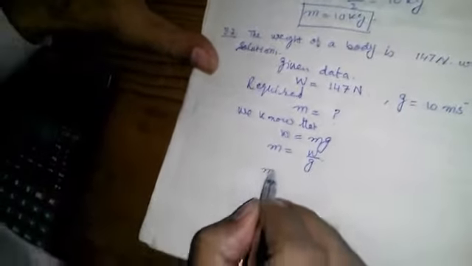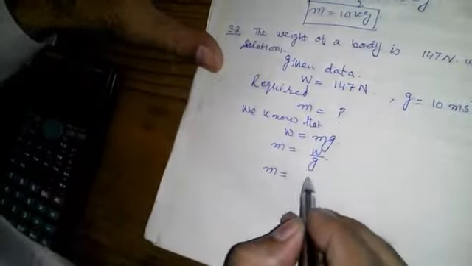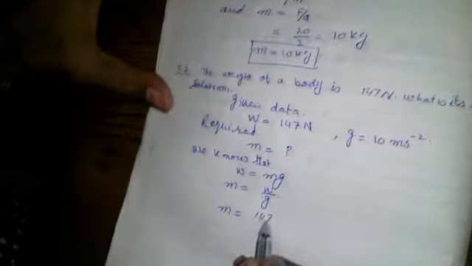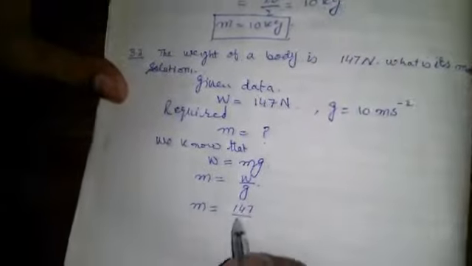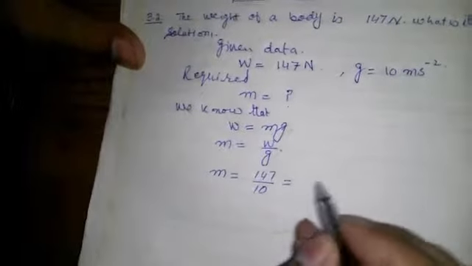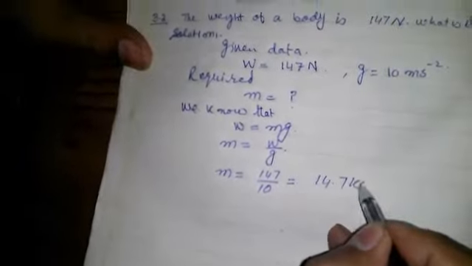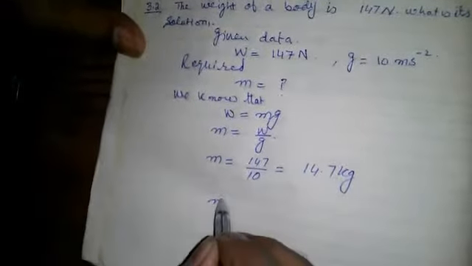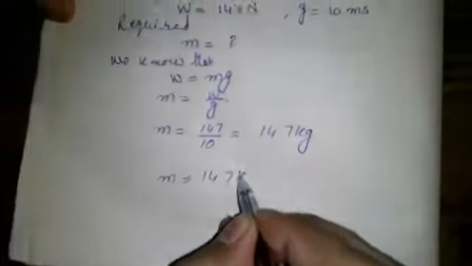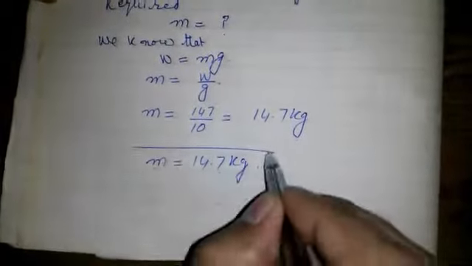Now by putting the values, we get m is equal to 147 over 10, which is equal to 14.7 kilogram. m is equal to 14.7 kilogram.